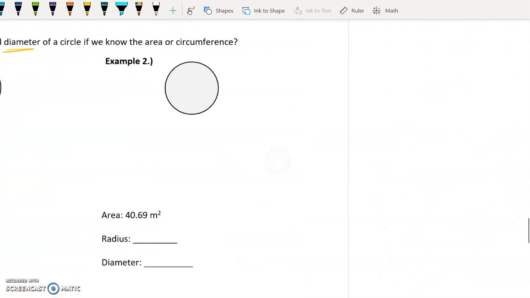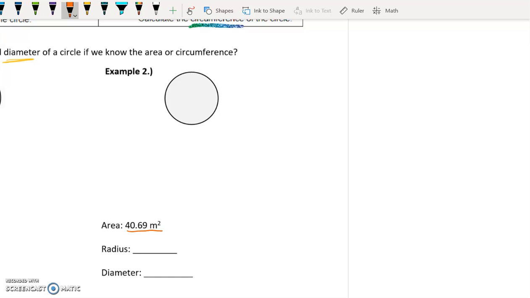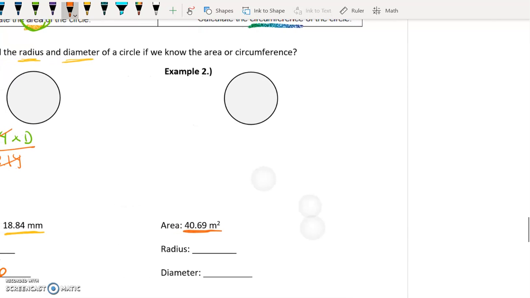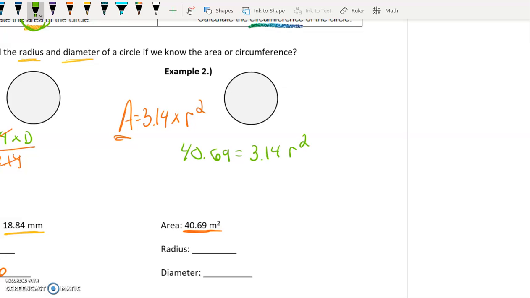Now we go on to example number 2 here, and this time it's talking about area. So if I consider my area formula, area equals 3.14 times radius squared. We don't know radius, we don't know diameter, so this r is going to be a mystery. But we do know our area, so I can set this up and say that I have 40.69 equals 3.14 r squared.